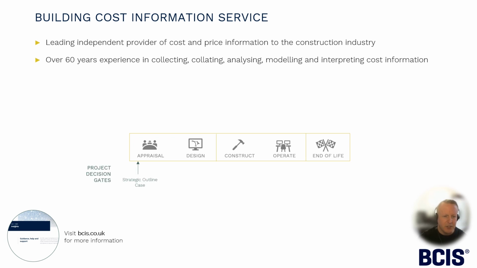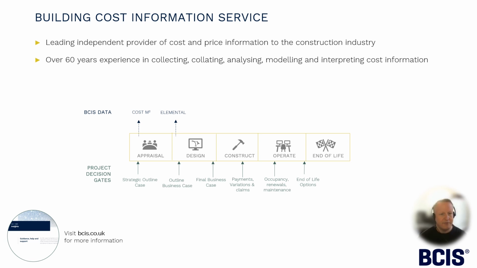So within the construction process, there are quite a few decision gates, business cases, and things like payments and variations and claims that need to be done. Well, BCIS has been designed to provide information at these critical stages. So that will include things like cost per metre squared of different building types, durations, how long it takes to build, all the way through to different elemental rates for concrete frame, steel frame, different external wall options, roof types, etc., etc.